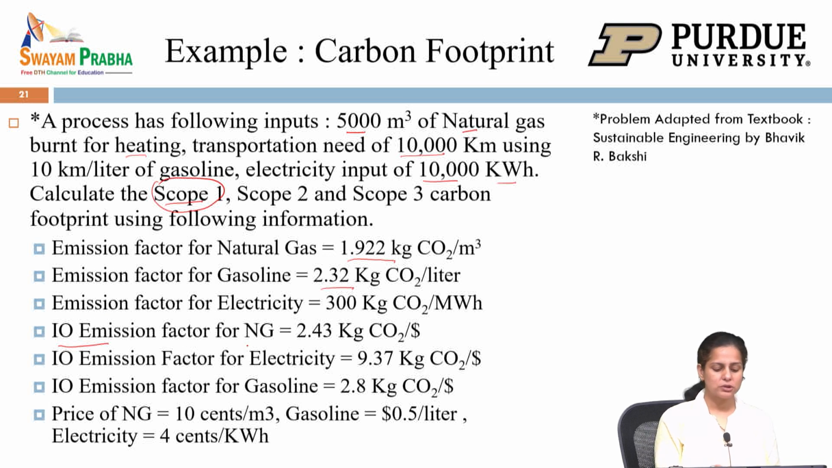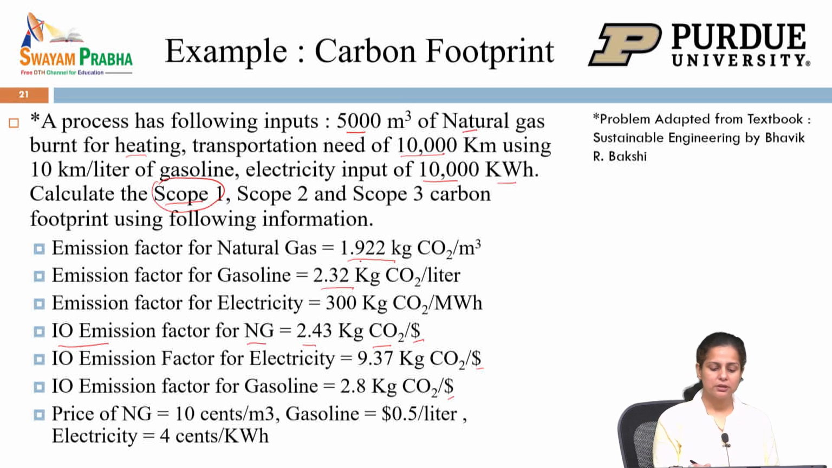So, we have IO emission for natural gas is 2.43 kg CO2 per dollar, and you can see this is in terms of dollar because remember our input output model that we have seen is in the monetary terms. So, there is a natural gas production sector in the economy and that produces about 2.43 kg CO2 per dollar of your emission on the life cycle scale.